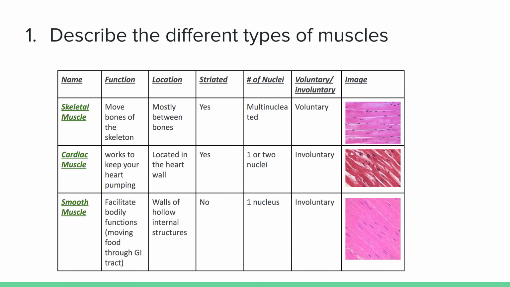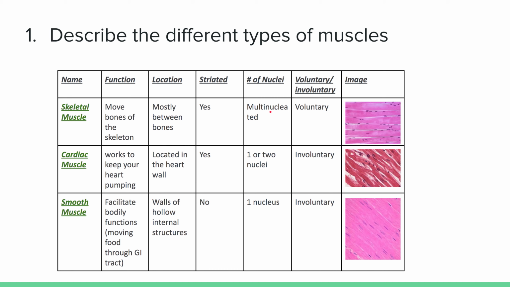First we have skeletal muscle. That one is basically a regular muscle. These are used to move the bones of the skeleton, and the location is mostly found between bones. Whenever you have a bone, you also have a muscle there. It's striated, meaning it has a stripe-like appearance. These are due to the filaments in the muscle, which we'll get into in more videos. And it's multinucleated. Multinucleated means it has more than one nucleus.